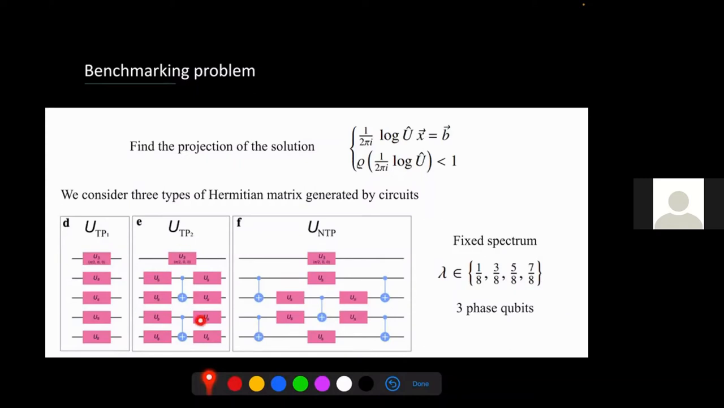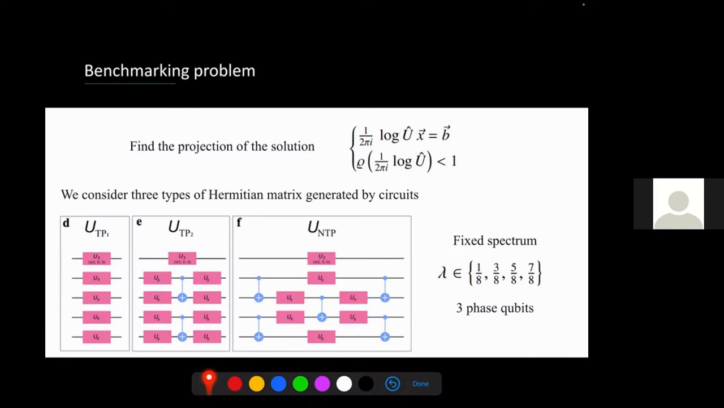The second, a little bit more complicated version, is the tensor product of two qubit gates, where we combine these qubits in clusters of two. And the most complicated one is the not a tensor product, or NTP. Here we entangle almost all the qubits except the first one. So it can also be considered as the accuracy of the approximation of some random matrix, as we increase the complexity of the circuit, and therefore there are more free parameters that we can vary to approximate some matrix.